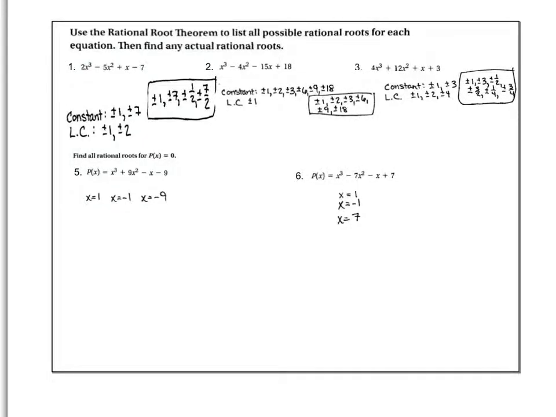Here are the answers to your homework last night, 1, 2, and 3. Your directions didn't say to find any actual roots. We were just listing possibilities. So there I have listed the factors of the constant and the LC for each one. And then remember, it's the constant divided by the LC, and you have to make sure you mix and match each one. So there's your answers to 1, 2, and 3.